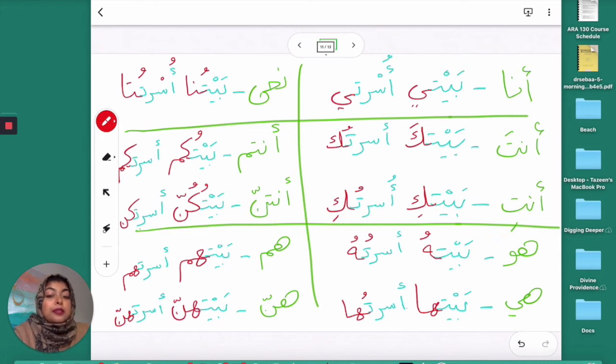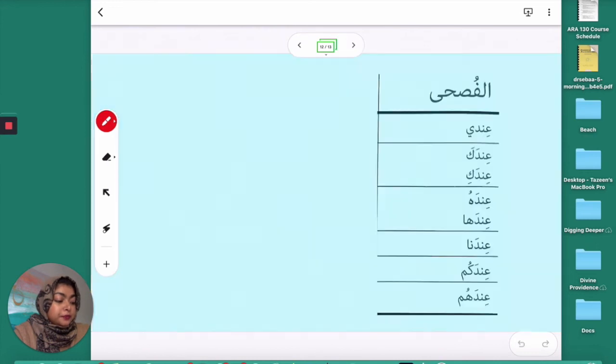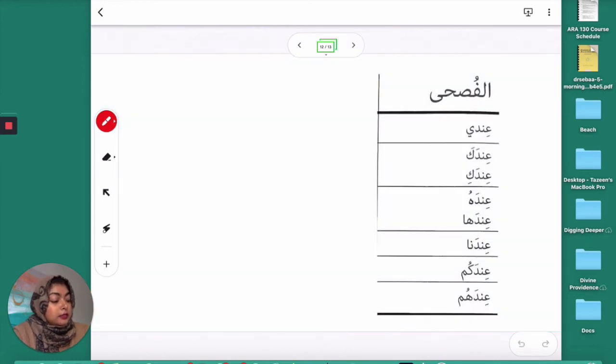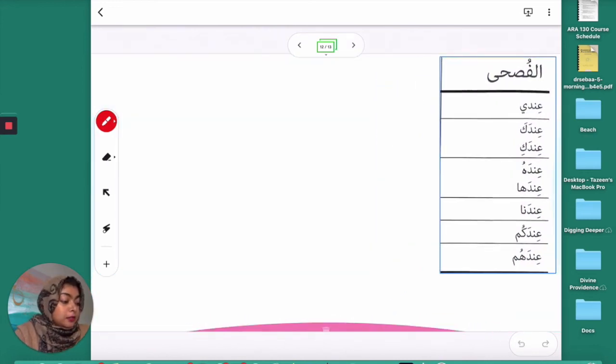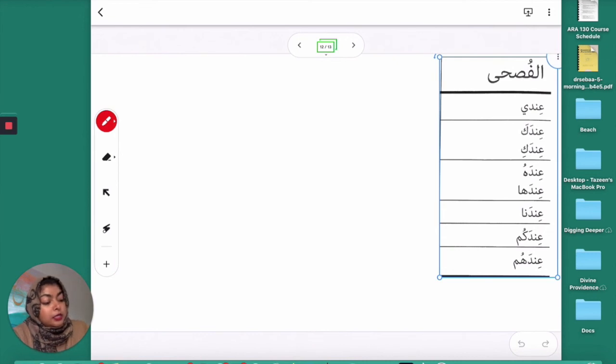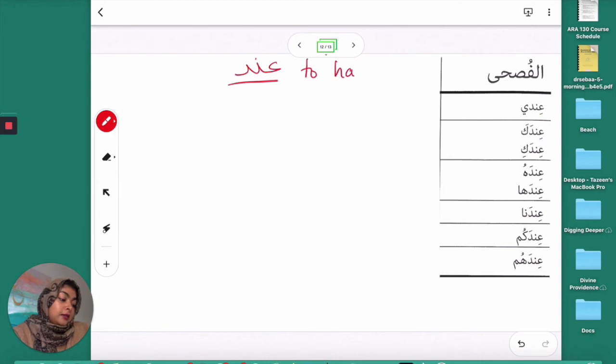Okay, so these same attached pronouns, we can use on the word عند. The word عند, which means to have. In English, we treat to have like a verb. But باللغة العربية, we use this as a حرف. The word حرف is a preposition.